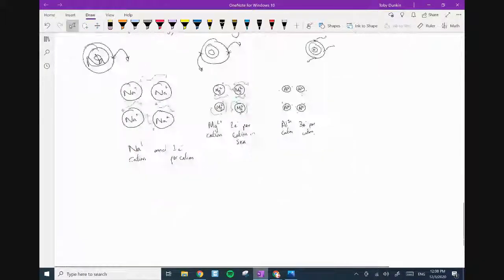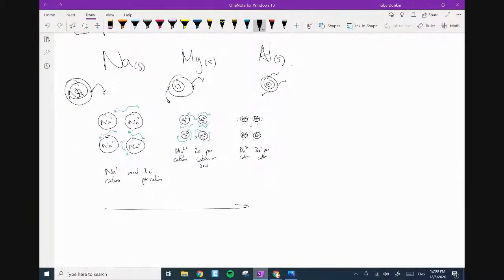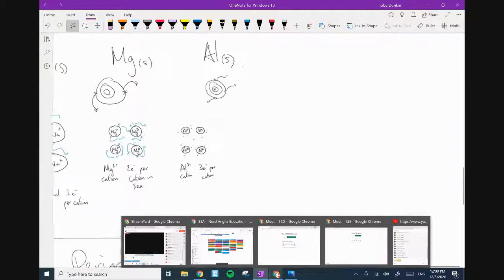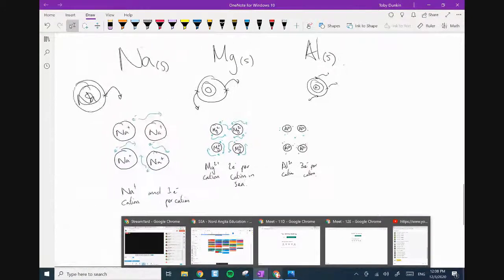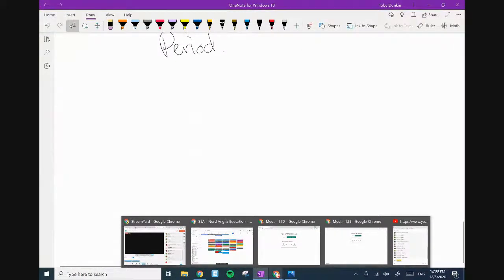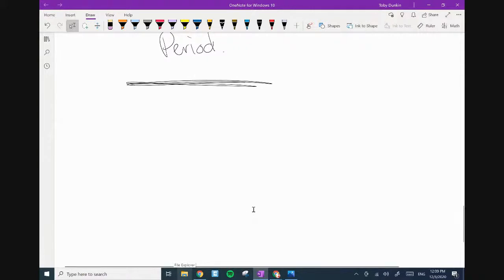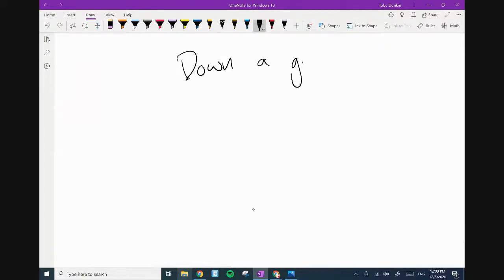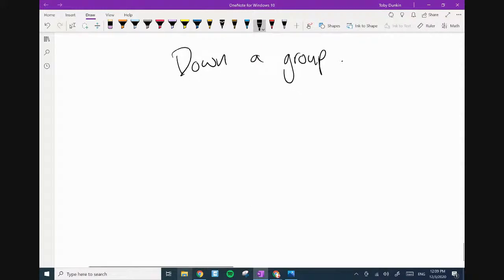So let's do the next one. So we've just gone across a period. Now we need to go down a group. Let's go down a group then. All right. Yeah, now we're going to go down a group. Go away. I don't know why it's not. There we go. Let's go down a group. Zoom in. Down a group. So we're going to look at, let's do group 1.